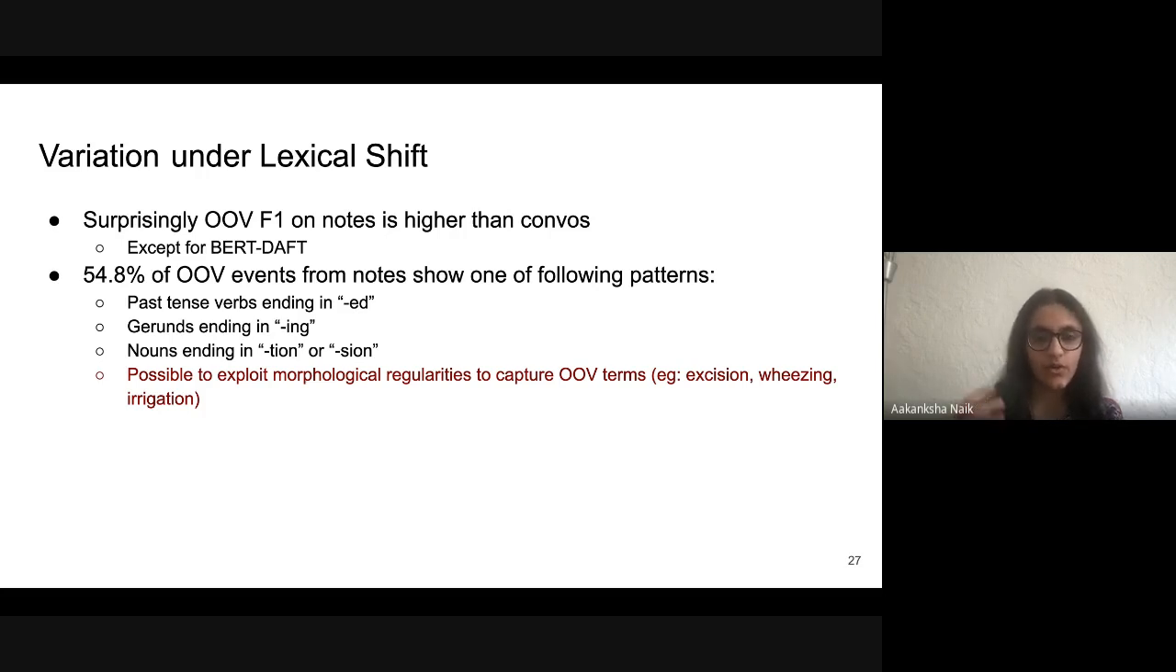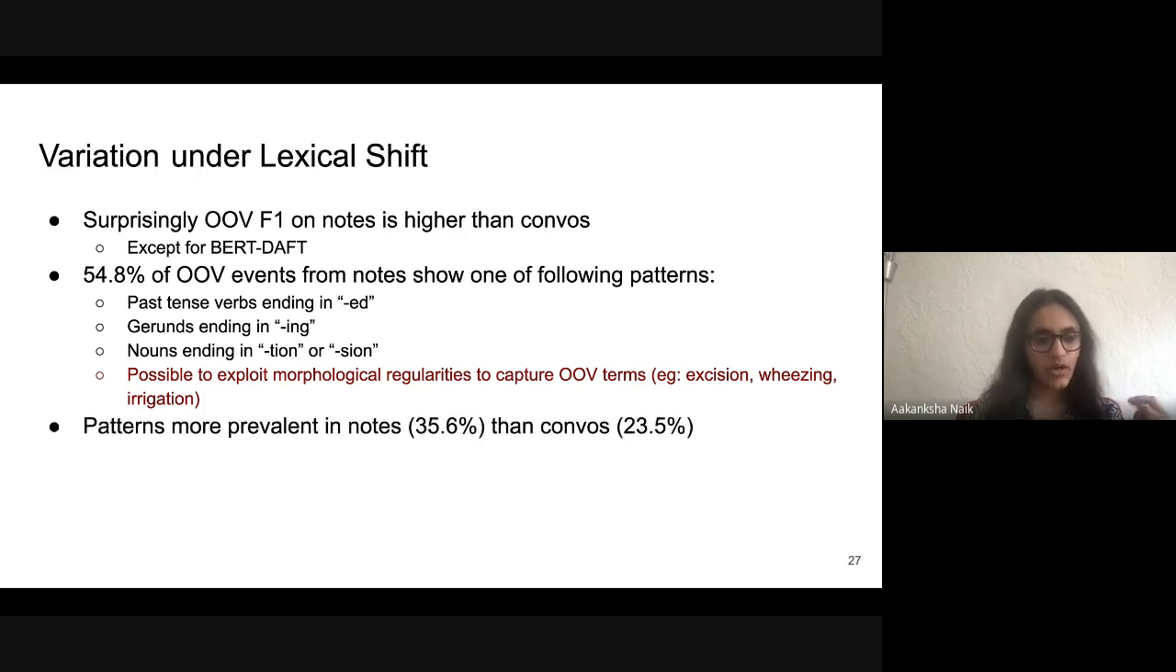And it seems like because all of these models are BERT based and BERT can incorporate subword information, they're exploiting these morphological regularities as tricks to be able to generalize to out of vocabulary terms like excision, wheezing, and irrigation, even though those are terms that it has never seen in the news data set before. And we observed that adversarial domain adaptation was particularly good at bridging this vocabulary gap. These kinds of common morphological regularities were a lot more prevalent in the clinical notes than the conversations, which sort of explains why the out of vocabulary F1 was often higher on the notes.